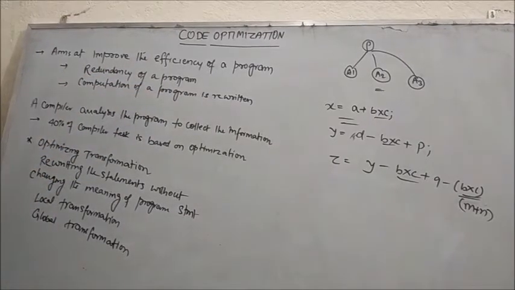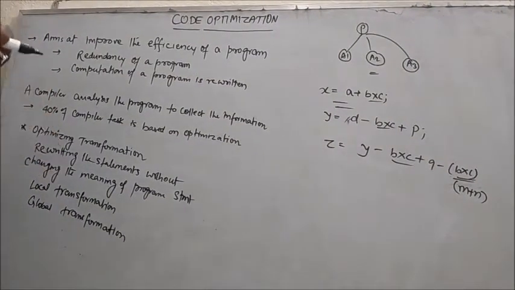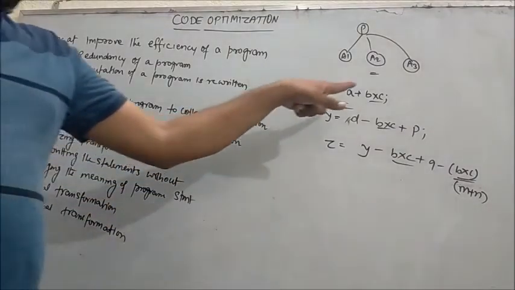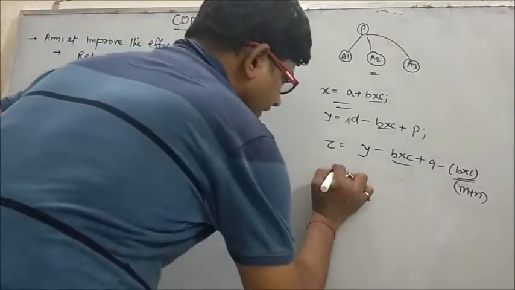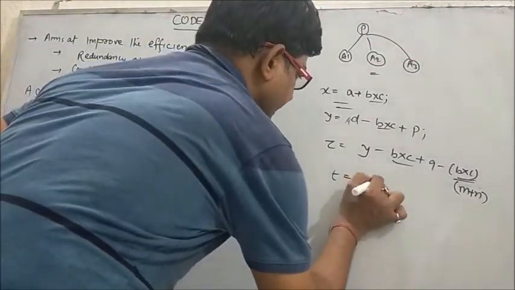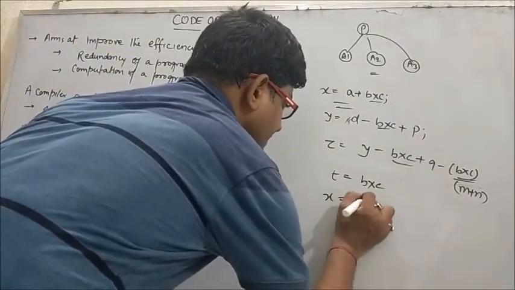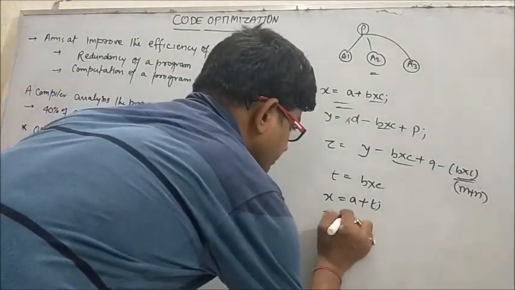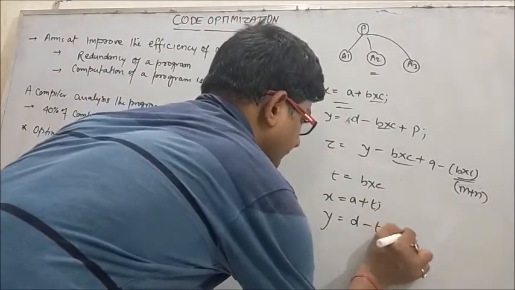So why don't we do a small computation to store the value of b into c in a temporary variable for certain time, and instead of so many calculations, this may be rewritten as: let's take a temporary variable t equals b into c, right? And this code will be written as x is equal to a plus t. This will be rewritten as y is equal to d minus t plus p, right?